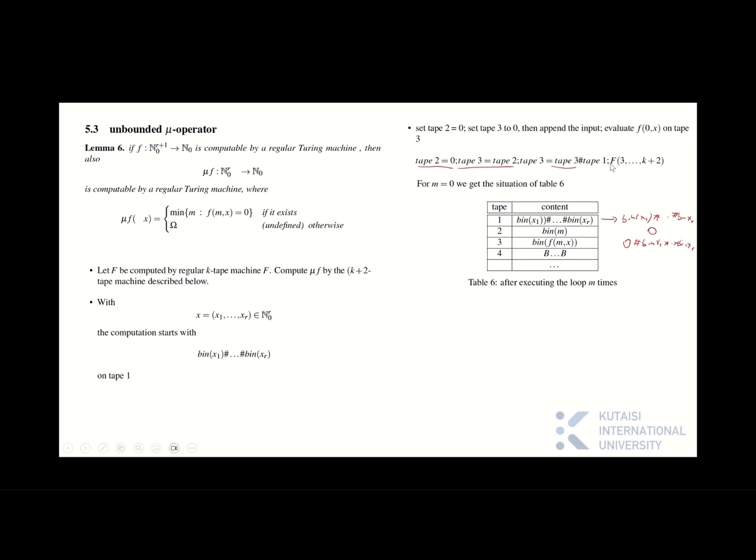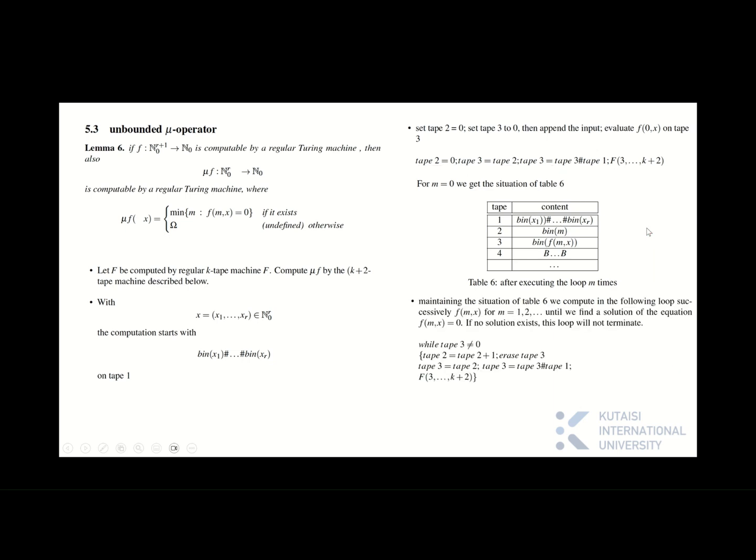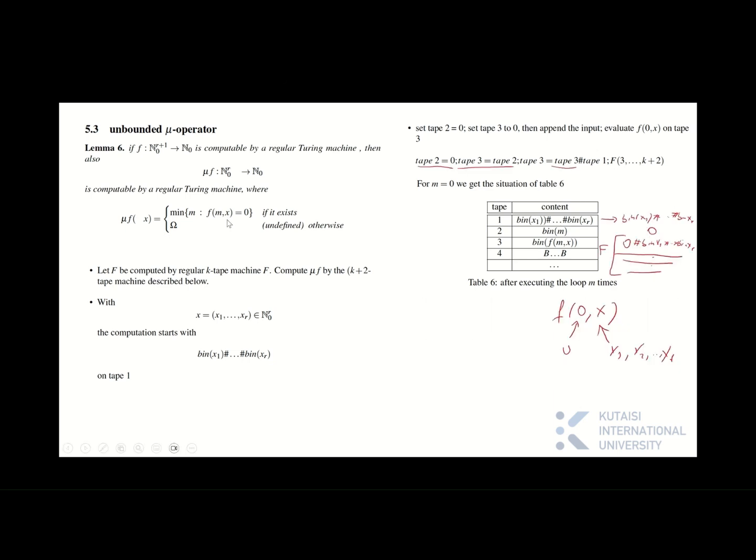And then I concatenate with the Turing machine. I know that the Turing machine that computes f exists. This is big F. So I run this Turing machine on tapes 3 to k+2. These tapes are empty, right? I run my Turing machine F, which basically computes function f. So it will compute f(m, x), and in our case it will compute f(0, x), because m is just 0 and this is just x1, x2 up to xr. I will run this machine with this input, so it will compute this. Okay, now it computed this f(0, x).